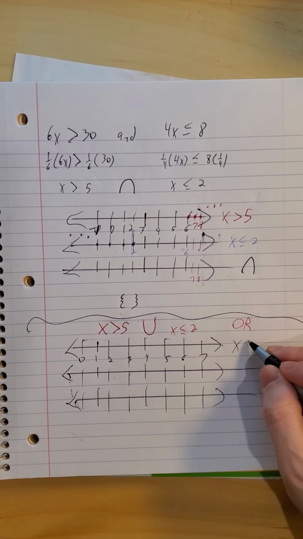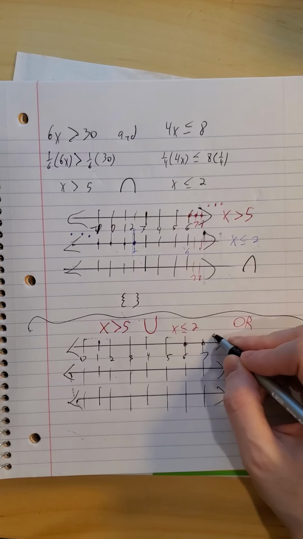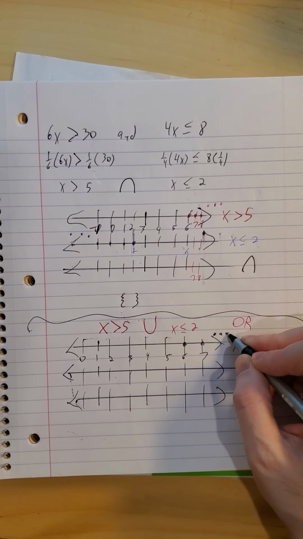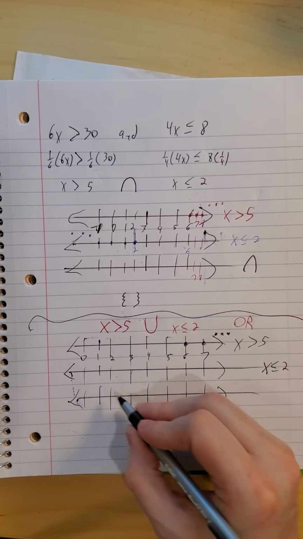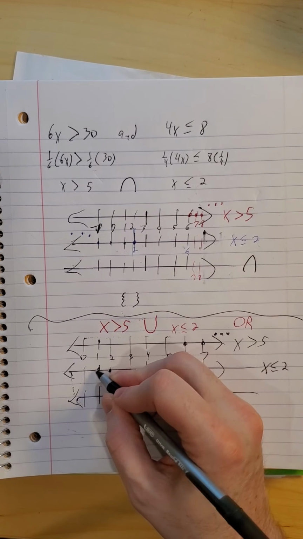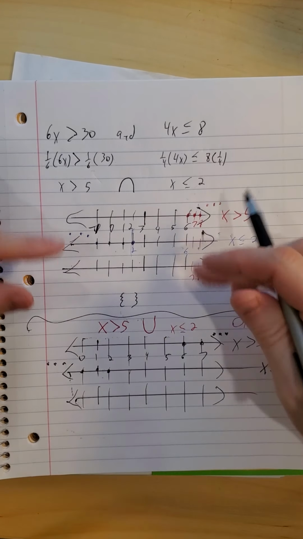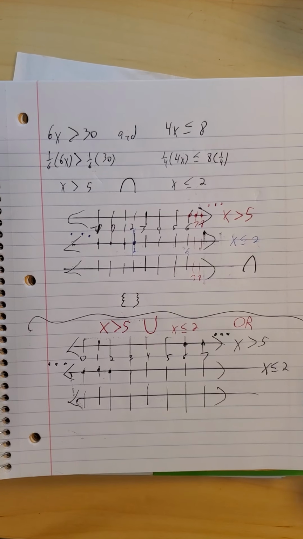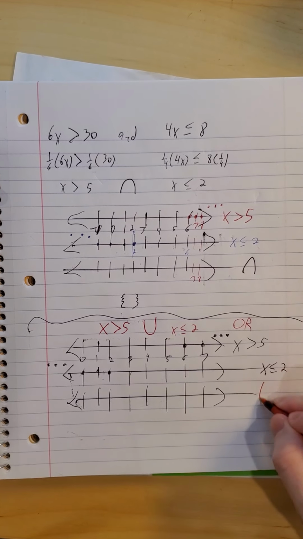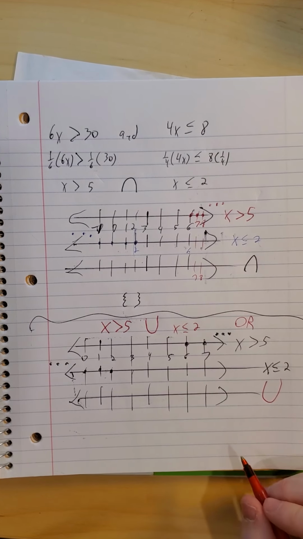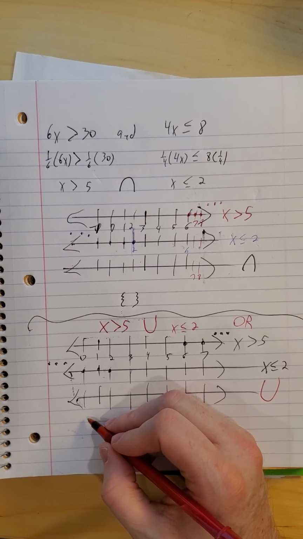So I'll sketch x is strictly greater than 5. So that is the 6, the 7, the 8, and so on in this direction. I'll sketch x less than or equal to 2. So there's the 2, the 1, the 0, and forever that direction. We talked about how we figured those out before. But this time I'm going for a union, an or. So if it's in one or the other or both, I'll get to keep it in my final answer.